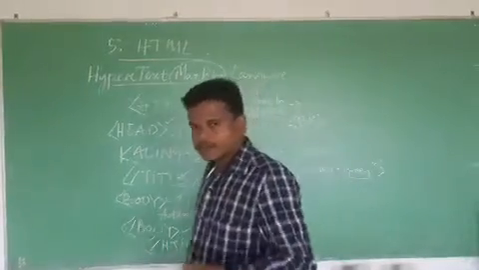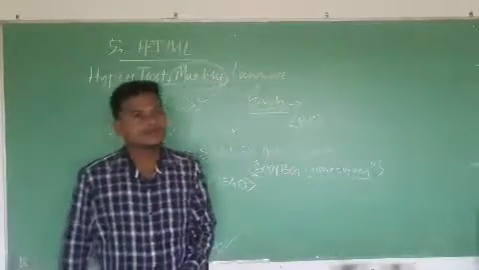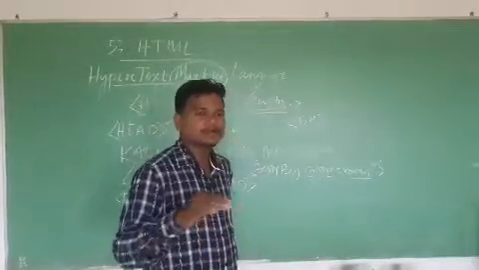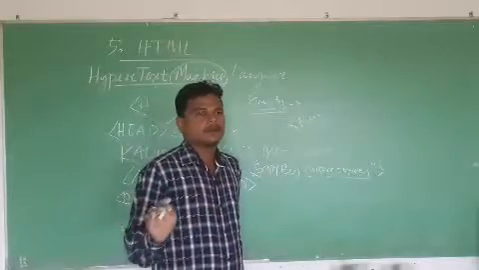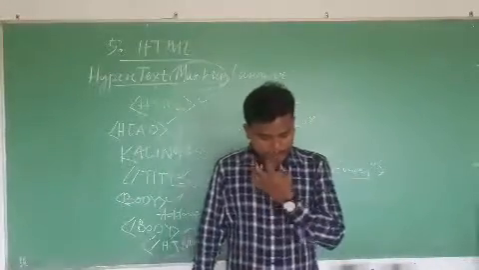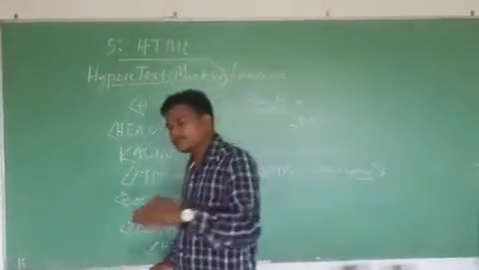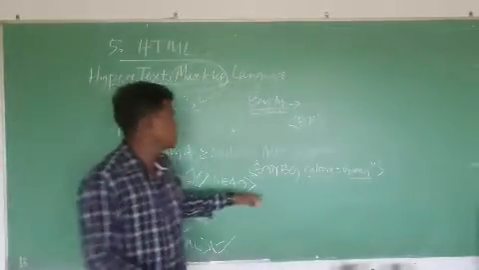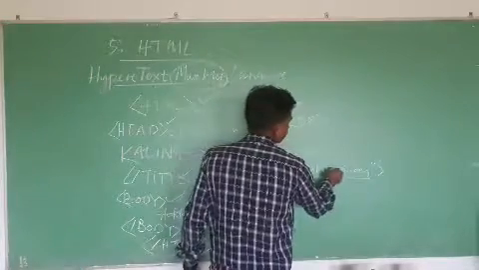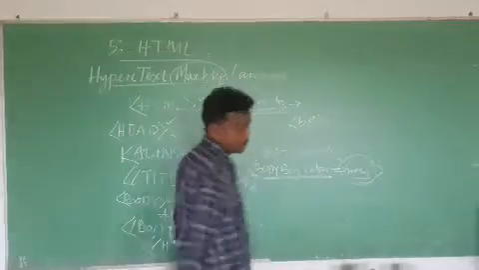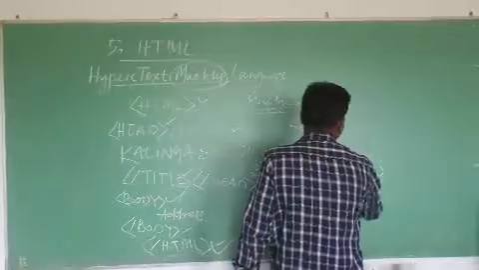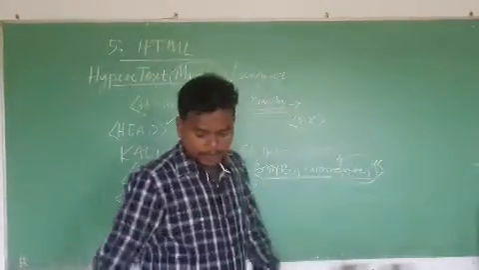Attributes must be written in the starting tag. That is how attributes should be written. Attributes appear as an attribute name, then an equal sign and the value. It should be like this, and the value must be written within double quotes.